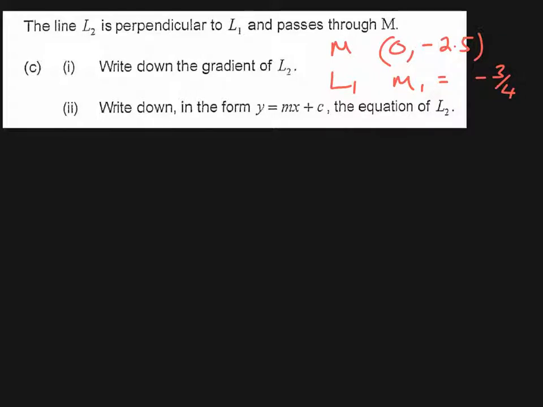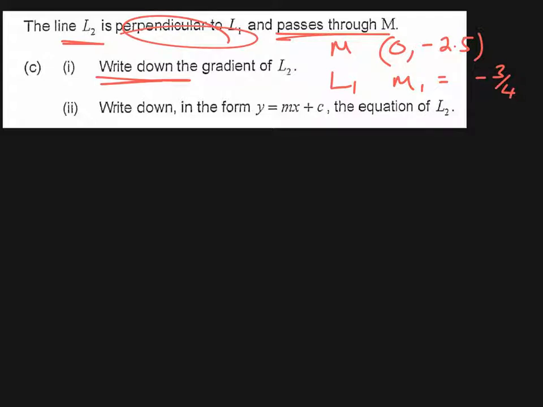In part C, we are told that the line L2 is perpendicular to L1 and also passes through M. And first of all, we're asked to write down the gradient. So write down means you should really be able to do it without too much thought. So remember that we found out earlier that the gradient of L1 was -3/4.